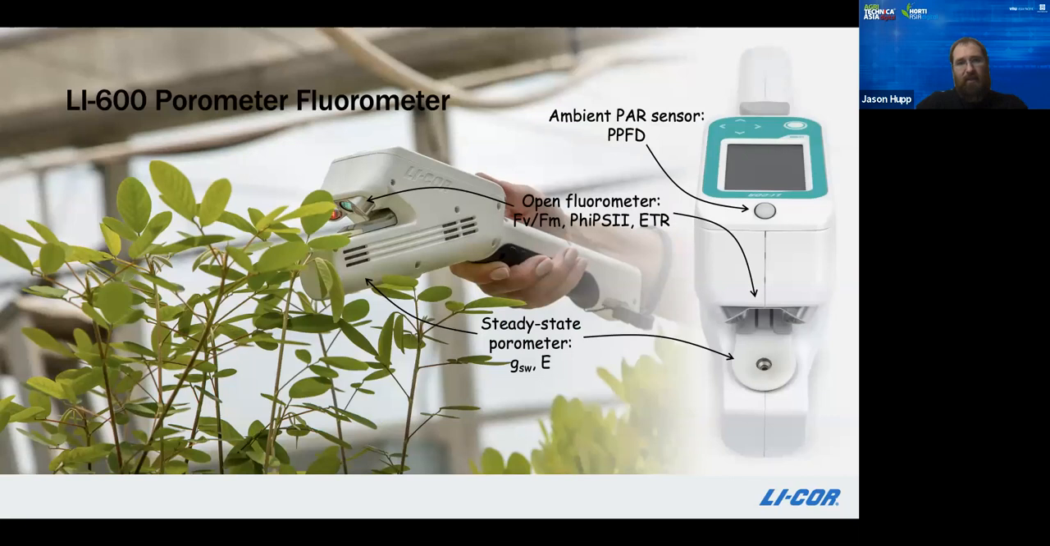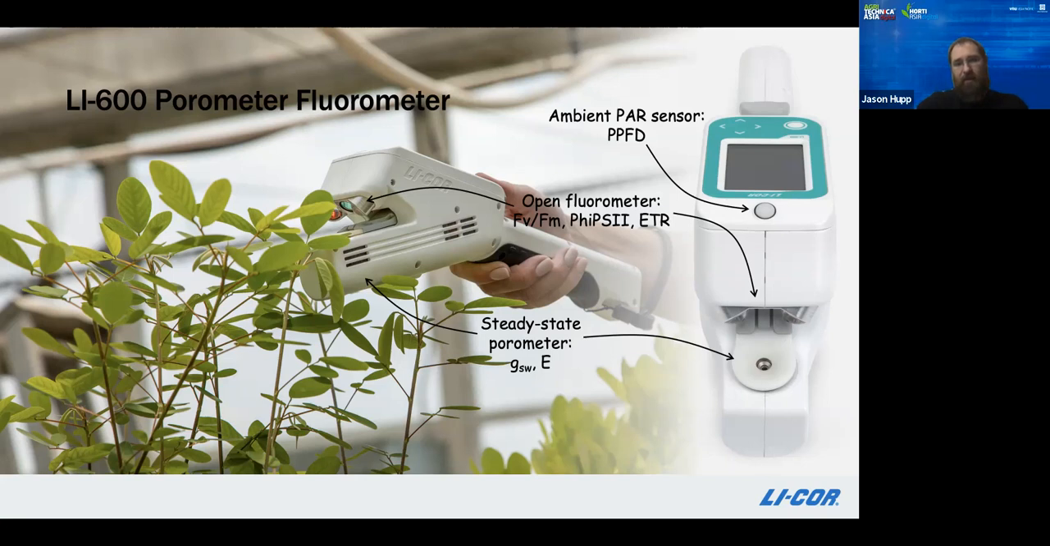So the 600 porometer fluorometer is, as its name says, a porometer fluorometer. This is an instrument that measures water vapor, and so we can derive apparent transpiration from it. We can derive stomatal conductance to water vapor from it. It includes a fluorometer. It's a fairly basic PAM fluorometer because it's an open fluorometer, and so we can derive Fv/Fm, phi PS2, and ETR from its measurements. You can jump through a series of hoops with it and get at NPQ, but it's a little bit more difficult.